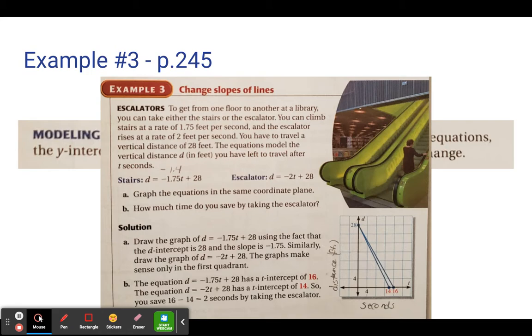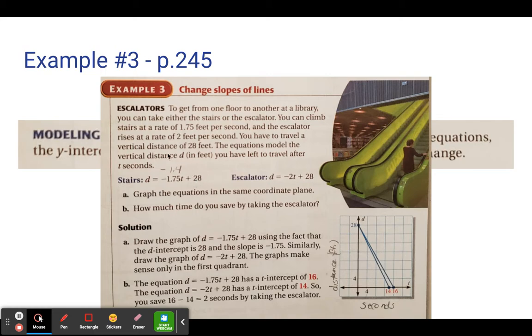The equations model the vertical distance, d in feet, that you have left to travel after t seconds. So d is not how far you've traveled, it's how far you have left to get to wherever you want to be. And then t is how many seconds you've been on the escalator or on the stairs. So the equation for the stairs is d equals negative 1.75 t plus 28. And that's because we are trying to reach a distance of 28 feet.